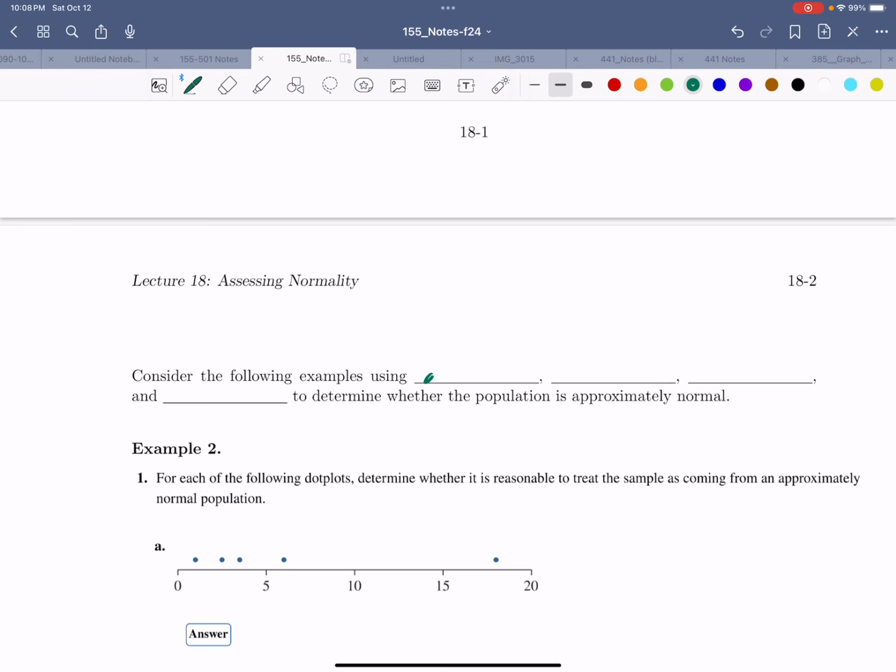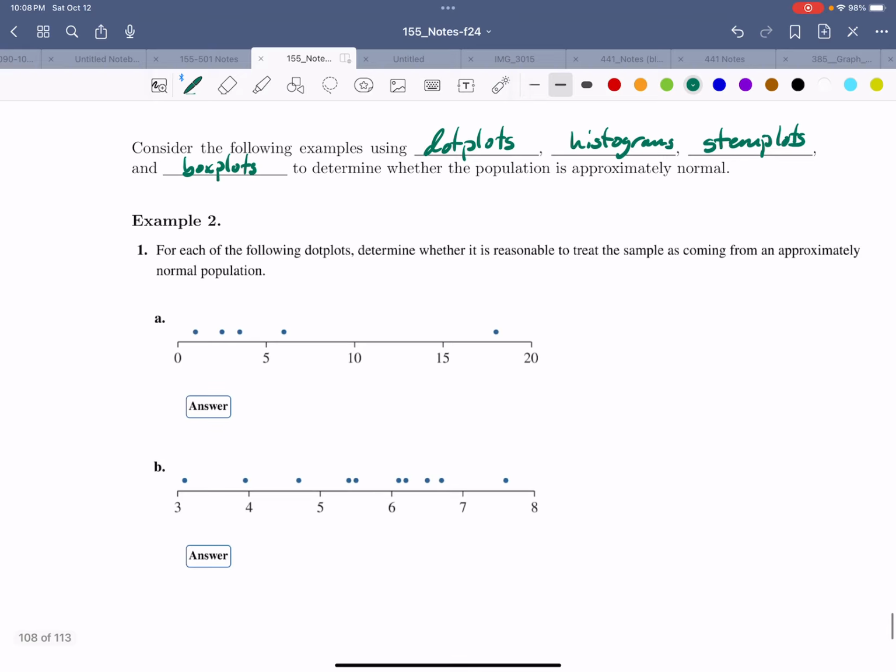We're going to look at dot plots. I think the next one we look at is histograms. We're going to look at stem plots or stem and leaf plots. And then last but not least, we're going to look at box plots. Then we're going to look at another kind of plot that we haven't seen before, but don't worry, it's not that bad, called a QQ plot. For each of them, I'm just going to take a bunch of questions from the book, because that's really all we're doing: examples.